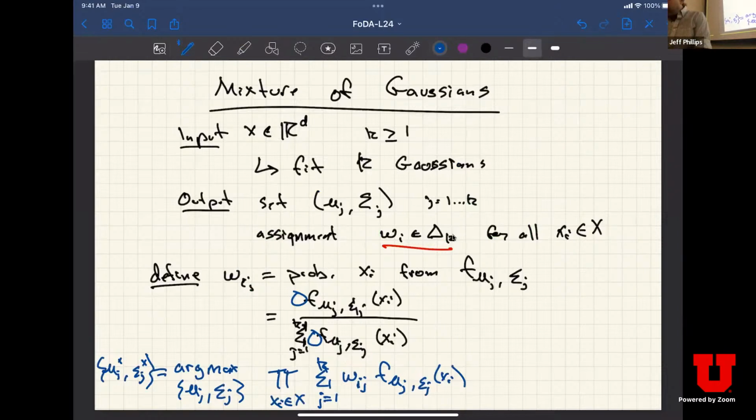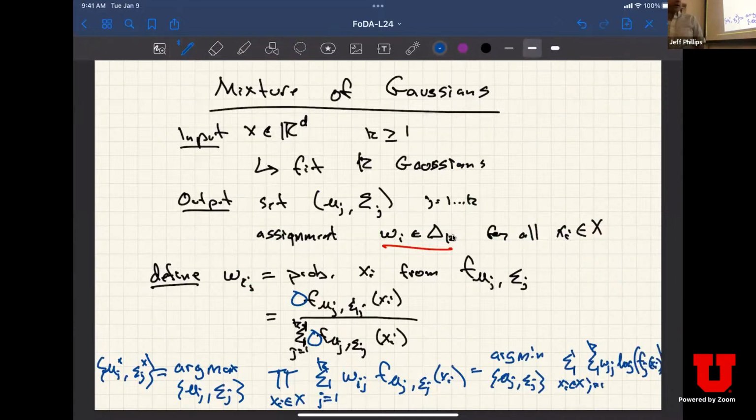Okay, this is equal to the arg min over mu j, sigma j of, instead of the product, I can do a log transform, right? So I can do the sum over xi in x, sum over j equals 1 to k of wij times the log of this f. Okay, so I can do the negative of this. So I can do a log transform as well.